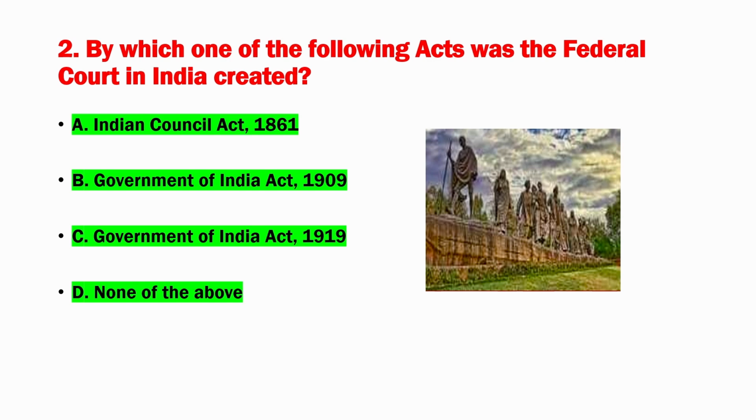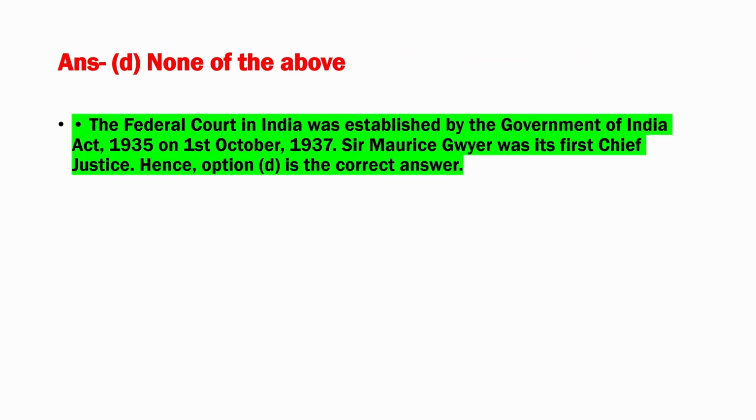2. By which one of the following Acts was the Federal Court in India created? The correct answer is D, none of the above. The Federal Court in India was established by the Government of India Act 1935 on 1st October 1937. Sir Maurice Gwyer was its first Chief Justice.